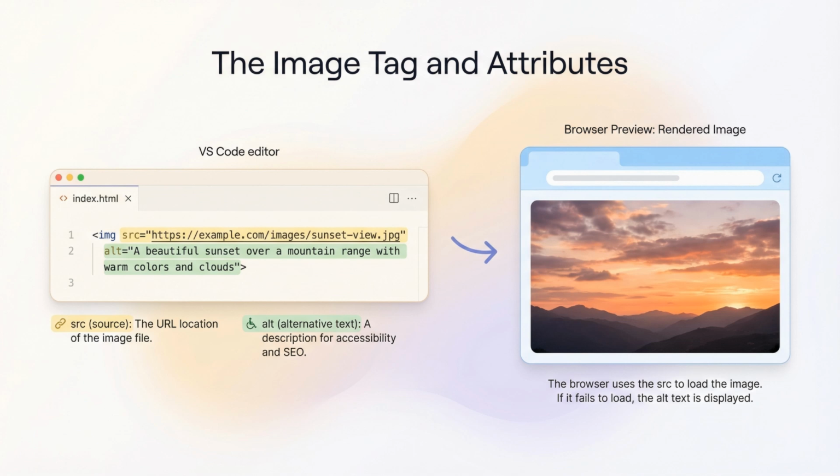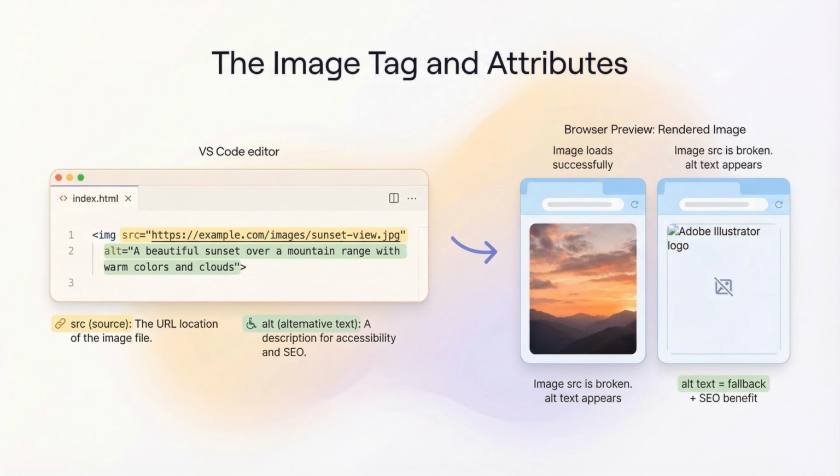The second attribute is alt, alternate text, which describes what the image shows. The alt attribute serves two important purposes. First, if the image link ever breaks or fails to load, the alt text appears in its place, so users still understand what was supposed to be there. Second, and this is the bigger reason, alt text is read by search engines and screen readers. It helps with SEO, search engine optimization, which we'll explore in depth later. For now, always write meaningful alt text for every image.